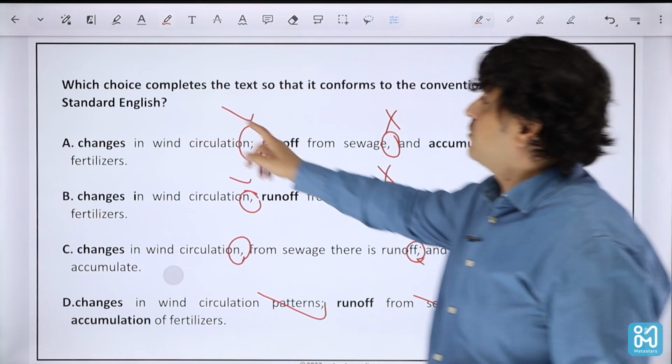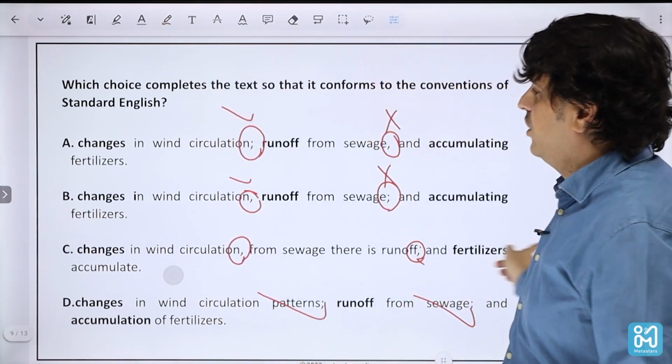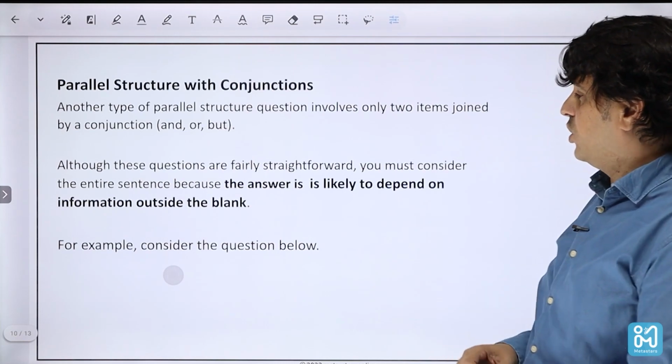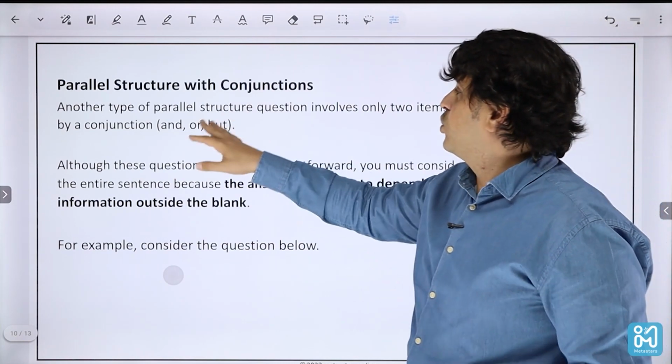Now, let's see if I have another parallel structure here. The next topic: parallel structures with conjunctions.